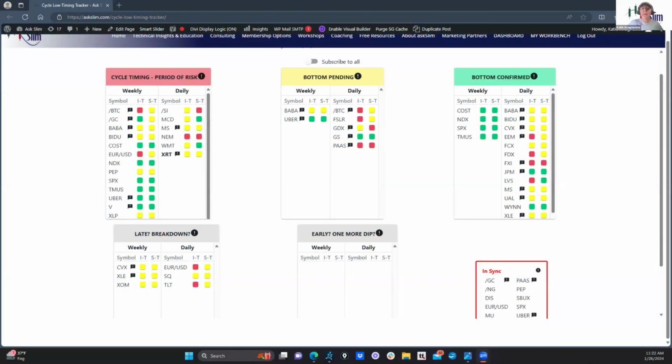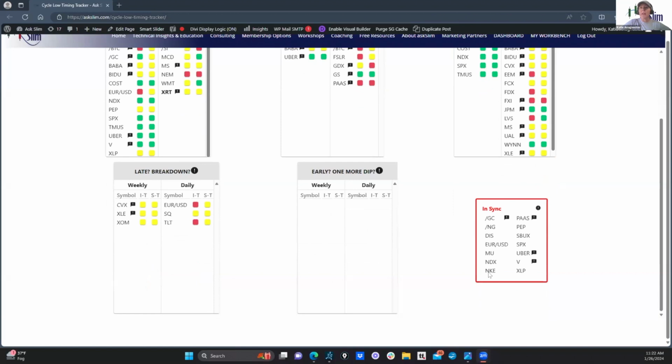I'm going to look at analysis in Nike, which suggests a bearish bias. Now, I identified this opportunity by looking at the cycle low timing tracker. Nike is down here in the in sync box. Generally speaking, symbols in this box are expected to show weakness and/or suffer breakdowns because the timing of their daily cycles aligns with a period of time on the weekly chart when we expect a low to form. And you'll see what that looks like when we look at the chart.